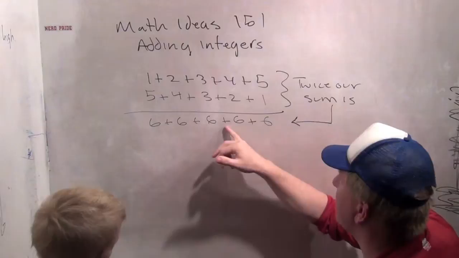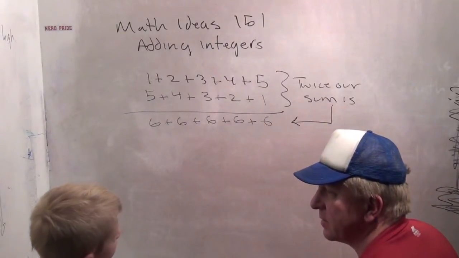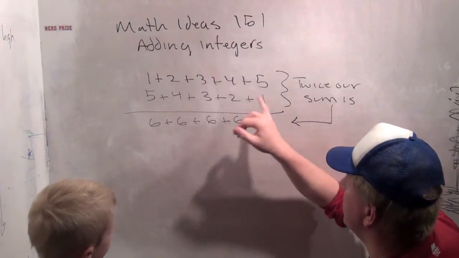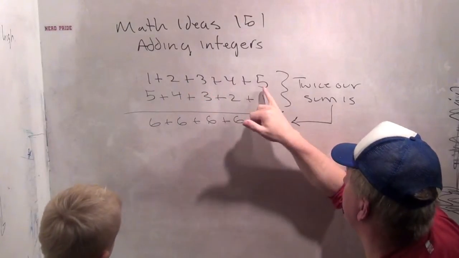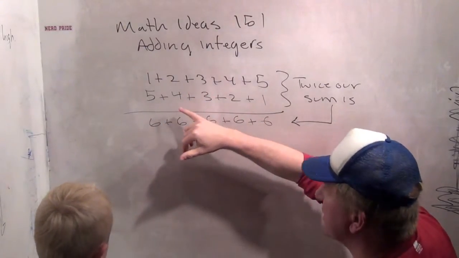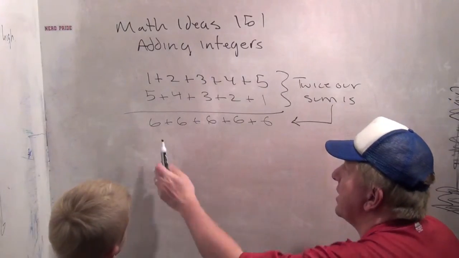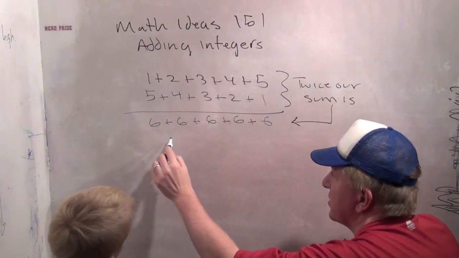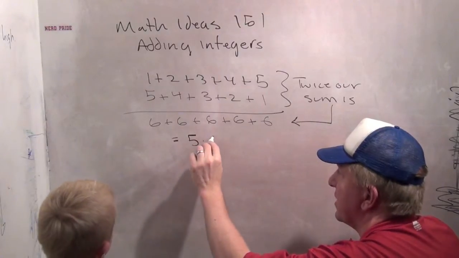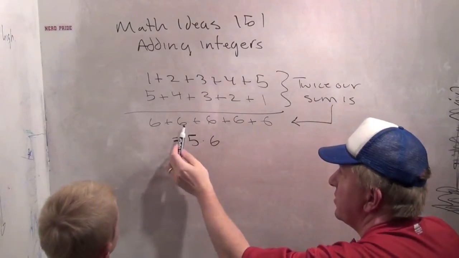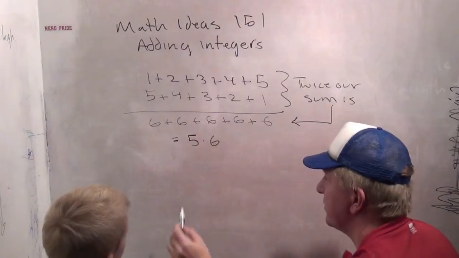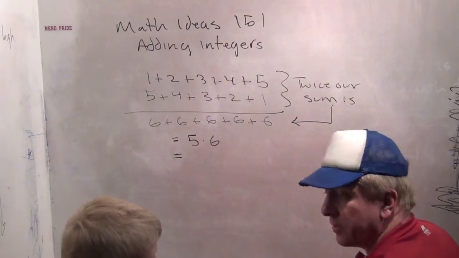Why is this twice what we were trying to add up? Because we wrote two sets. We wrote 1 plus 2 plus 3 plus 4 plus 5 twice. Just because we wrote it backwards, it still has the same sum. But we know how to add up a bunch of 6s. This is just 5 times 6, because there's five 6s. And what is 5 times 6? It's 30. Very good.